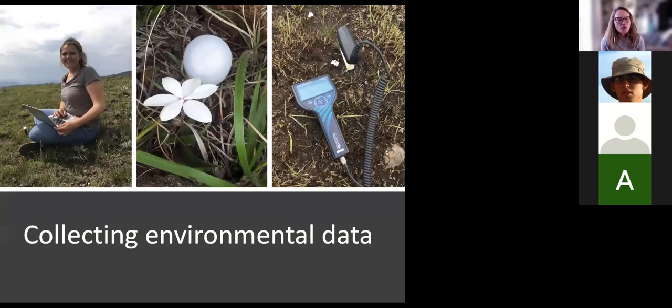So when we were out, we were collecting environmental data. This is Courtney Gardner, who a lot of this is from her MSc. So we use iButtons to collect temperature and humidity, and then a soil moisture probe to estimate soil moisture in each of the areas.